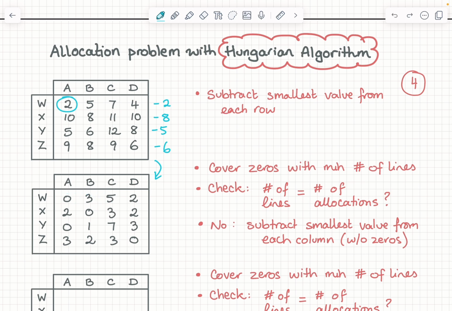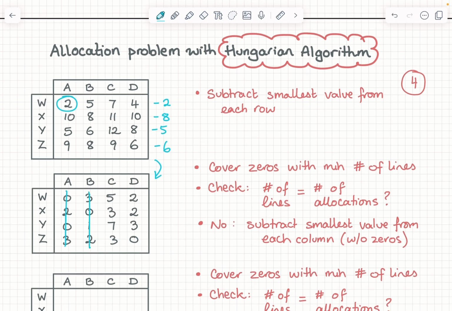We now want to check if we can put lines, horizontal or vertical lines, that cover all the zeros. Now we could go like this. That covers all the zeros, 4 lines, but it's not the minimum number of lines. So let's try and cross off as many zeros with a single line. Next we can put 2 like that, or alternatively we could have done vertical lines.